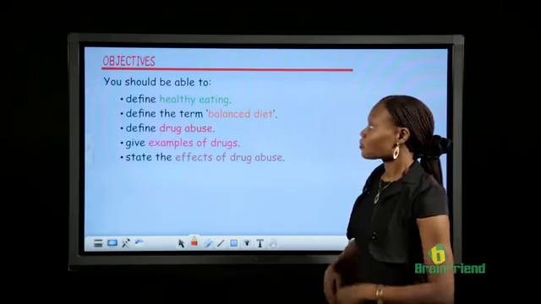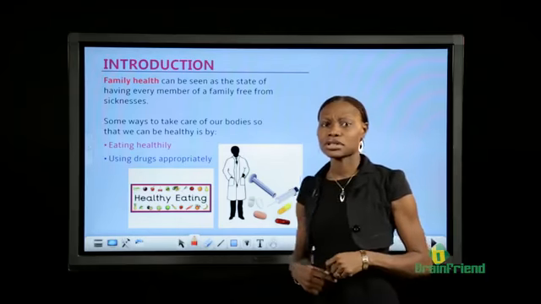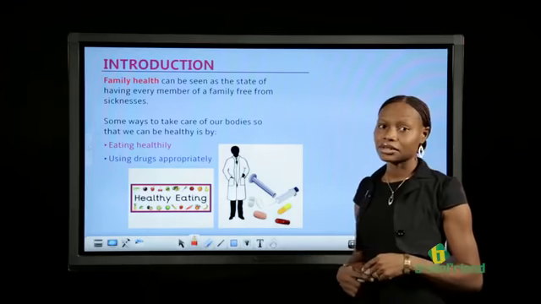Today, we'll be learning about the way we should eat and the kind of substances we should take into our bodies. At the end of today's class, you should be able to define what healthy eating is. You should also be able to define the term balanced diet. We should be able to define what drug abuse is, give some examples of drugs, and state the effects of drug abuse.